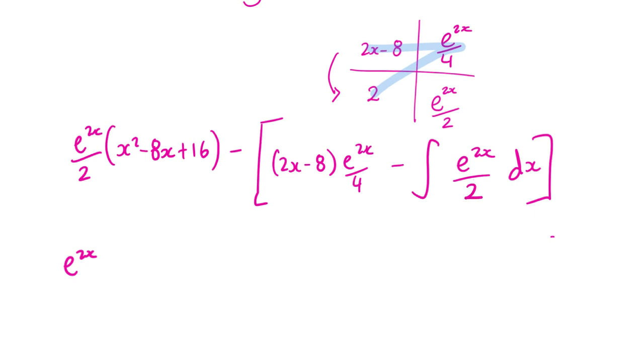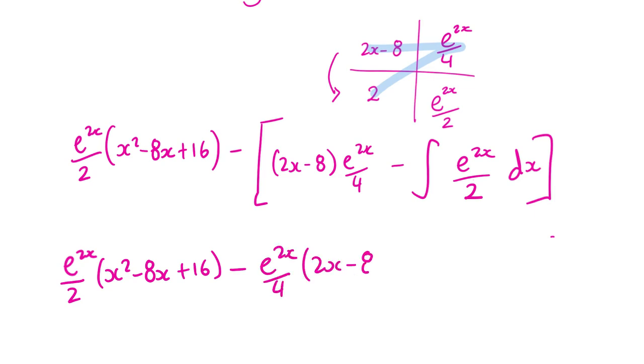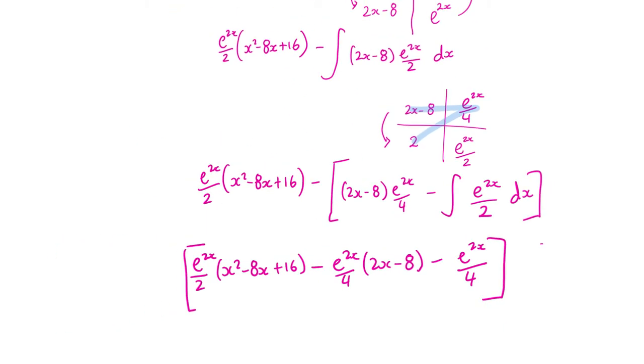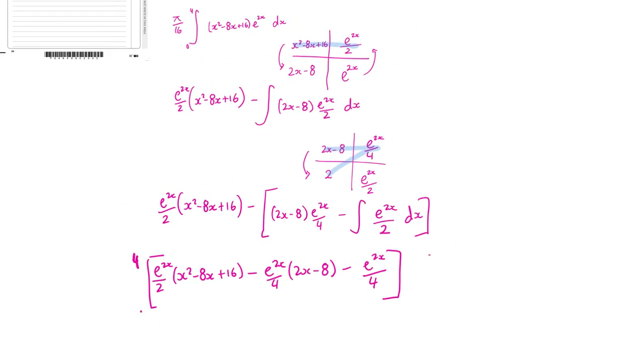Right. E to the 2x over 2 lots of x squared minus 8x plus 16 minus, actually I'm going to rewrite this, minus e to the 2x over 4 lots of 2x minus 8 minus e to the 2x over 4 plus c. However, do we need to write plus c? No, because we're going to integrate this between 4 and 0 and multiply it by pi. Not integrate it, sorry. Substitute.